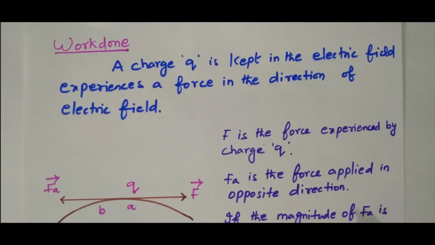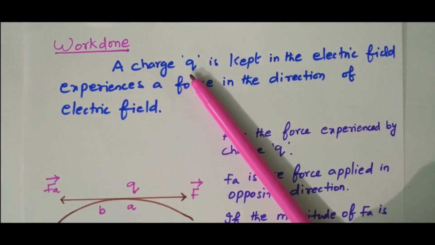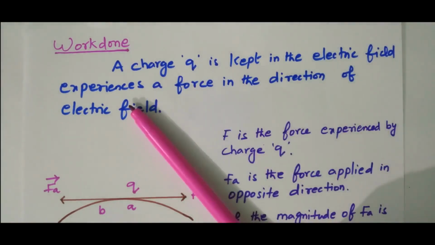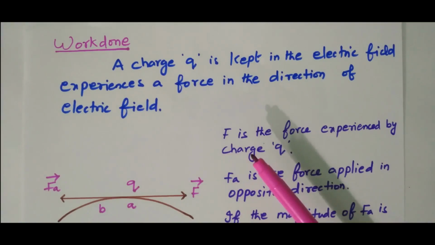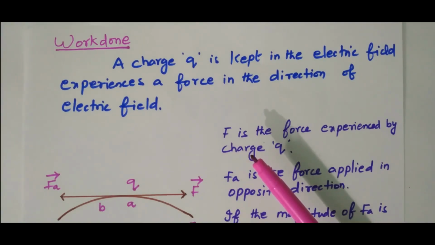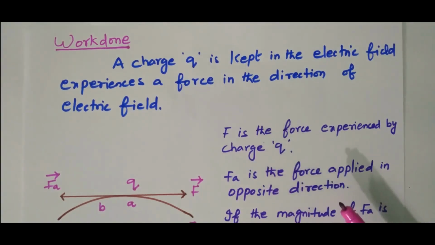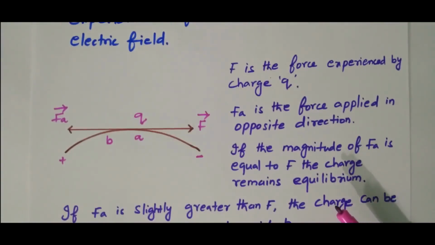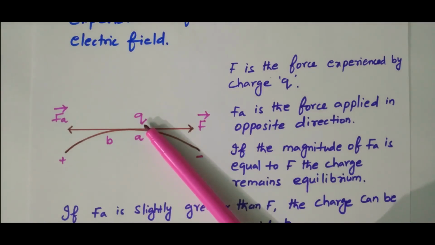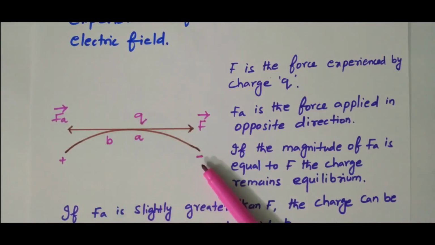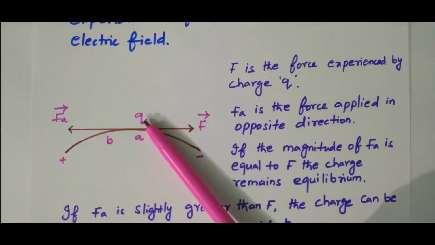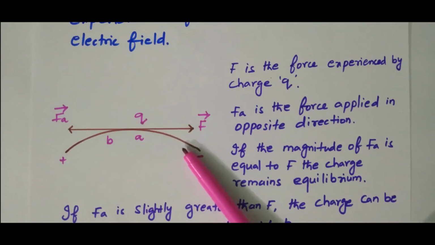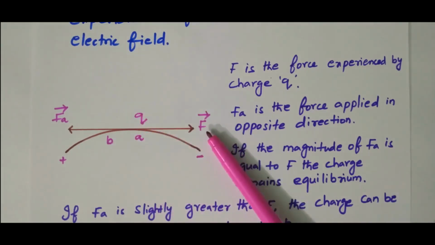So work done is nothing but a charge Q is kept in the electric field, which will experience a force in the direction of the electric field. If you place a charge in the electric field, what will happen? The force will be developed on the charge. By referring to this diagram, here the charge is available. This plus minus is the electric field. In that electric field, the charge is placed. So due to this electric field on the charge, the force is created.